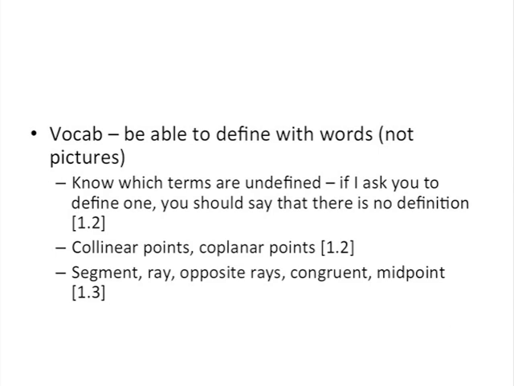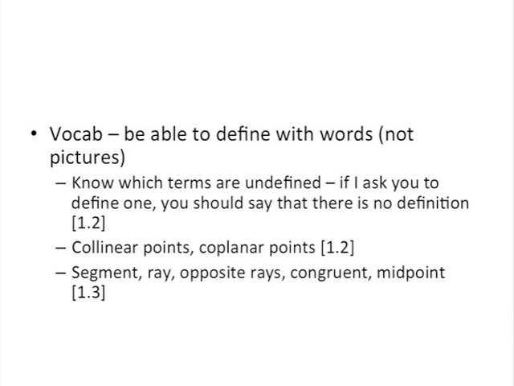From 1.3, you should be able to define segment, ray, opposite rays, congruent, and midpoint. A segment has 2 endpoints and all the points between. A ray has 1 endpoint and goes forever in one direction. Opposite rays are 2 rays that have the same endpoint, go forever together to make a line.